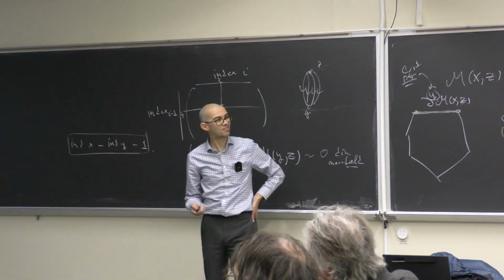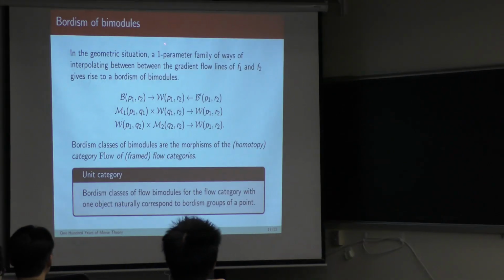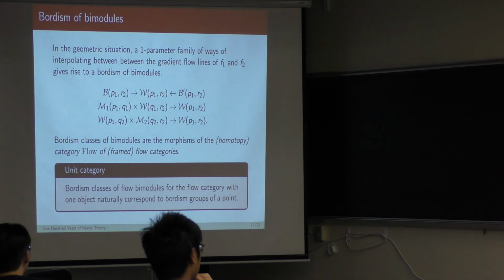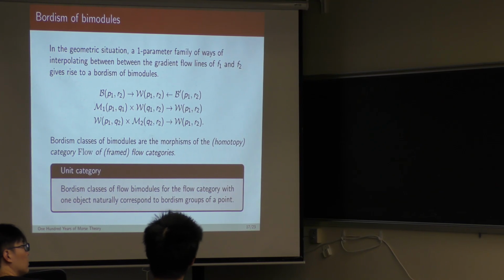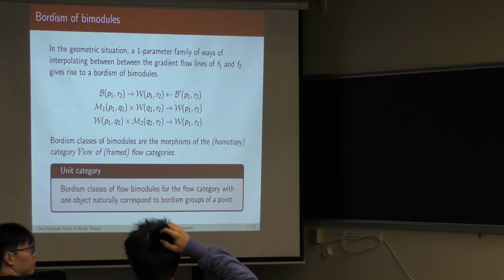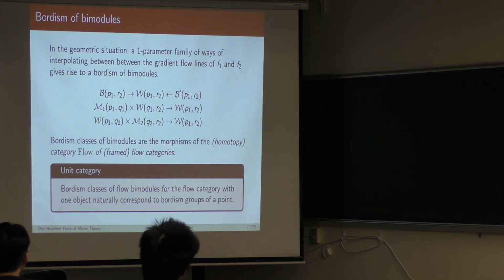Okay, and you can do more. Now instead of just having one interpolation, one way of going between f1 and f2, I can have a one-parameter family. That will give me the same kind of notion, except that I will now have a Bordism between this B and B prime. And whenever I have a Bordism, I can take equivalence classes of Bordism. Now comes the main point, which is that out of all of this, you can define a category. You can define something crazy called the category of all flow categories.